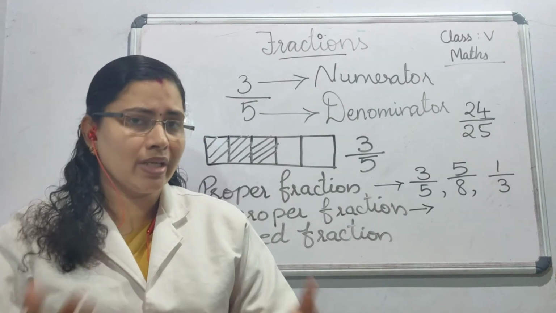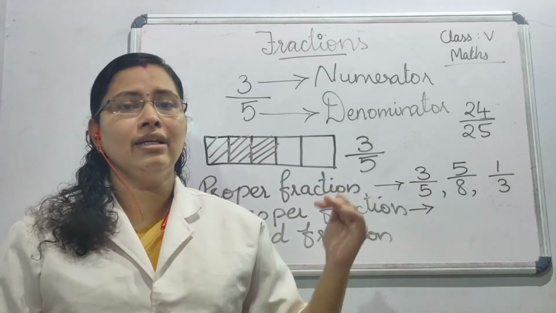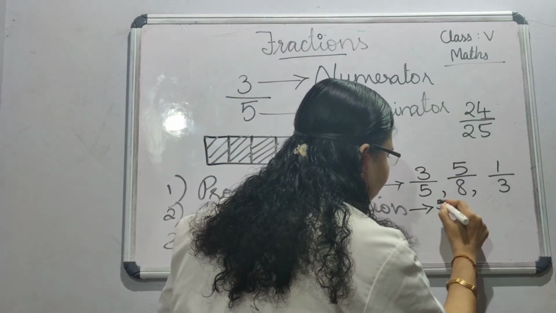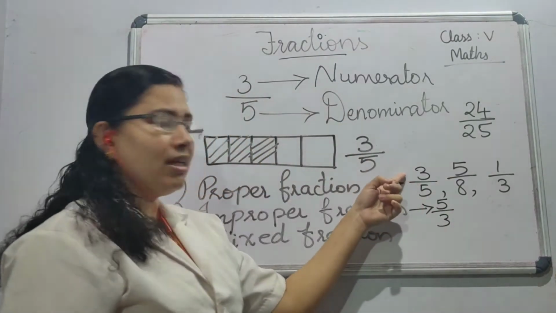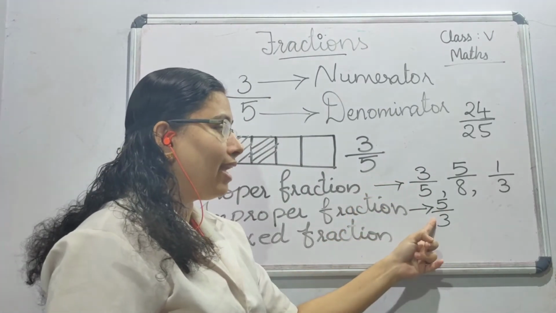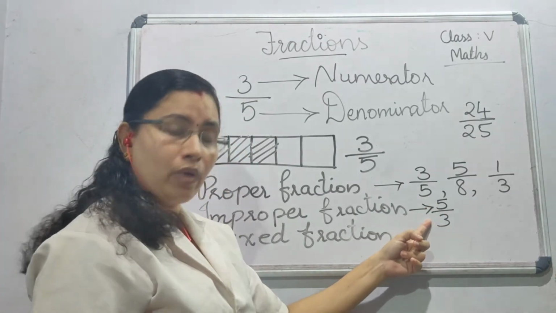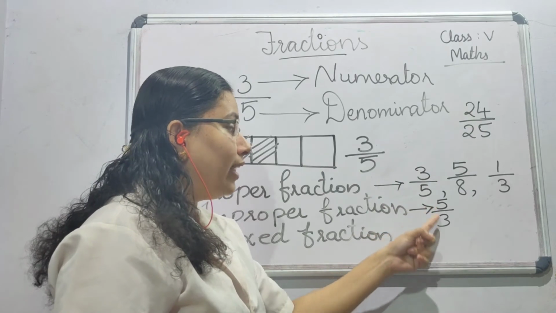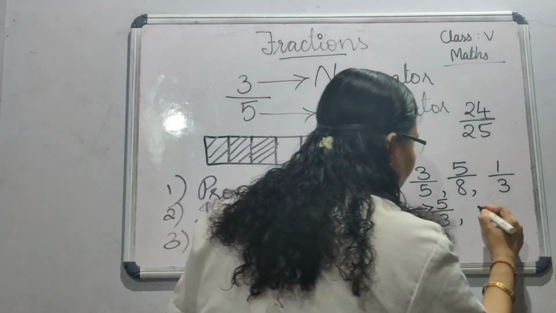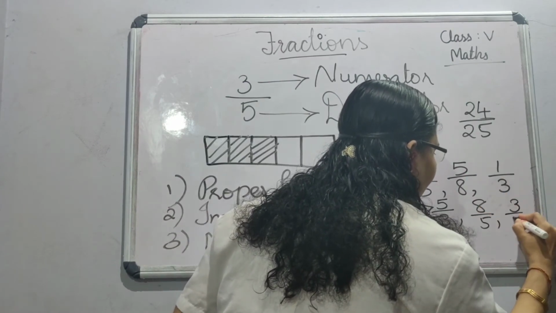Just the opposite of that. What is that? The denominator is less than the numerator. Okay, so I will write the same example, 5 by 3. Here the numerator is 3 and denominator is 5. In this case, numerator is 5 and the denominator is 3. So denominator is less than the numerator. So we can write another example, 8 by 5, 3 by 1.